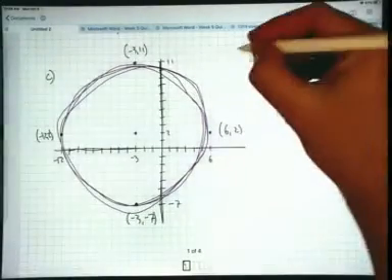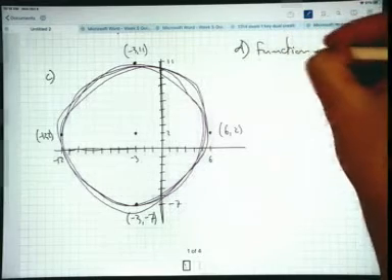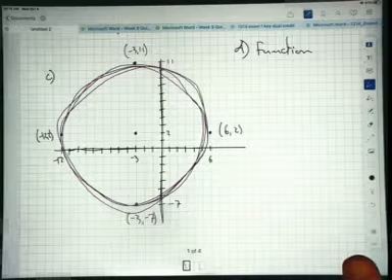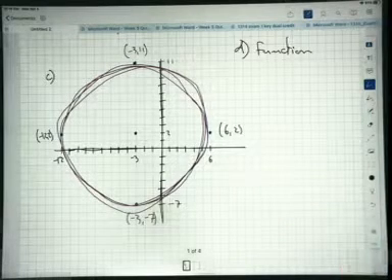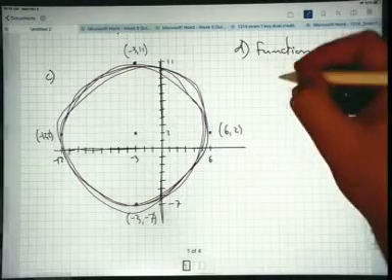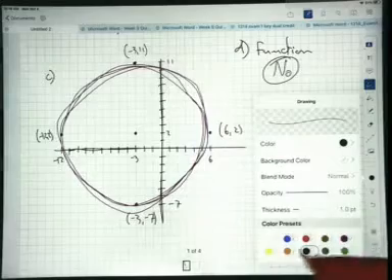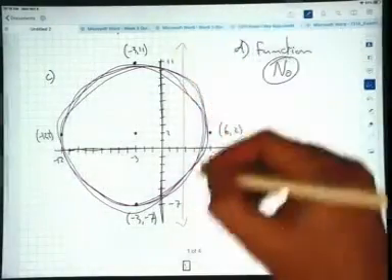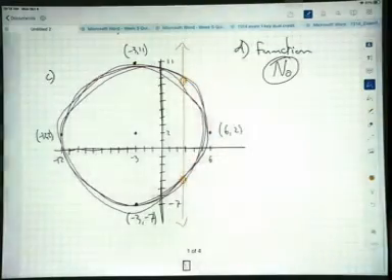D asked the question, is this a function? You tell me, yes or no. Why not? Doesn't pass the vertical line test. Very good. You draw a vertical line, and a vertical line that goes through the circle will hit the circle at 2 places, so it's not a function.